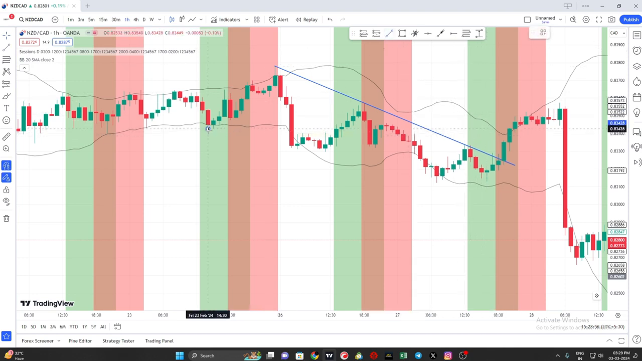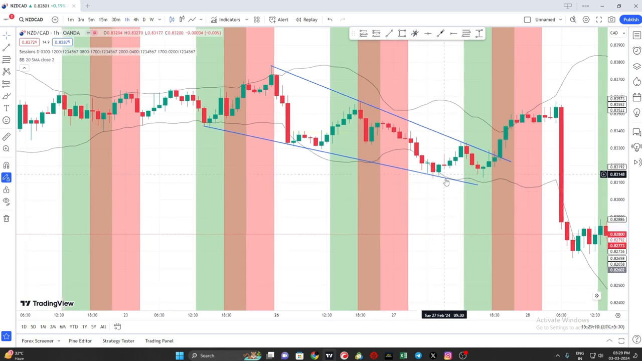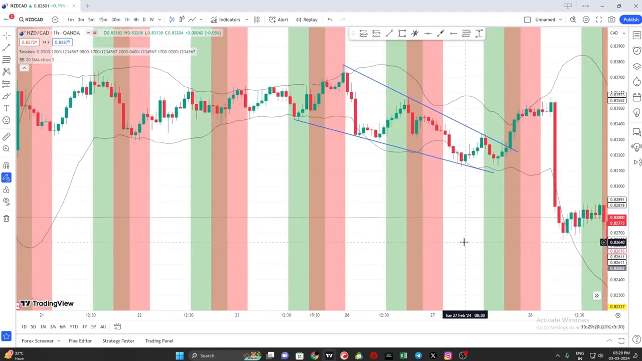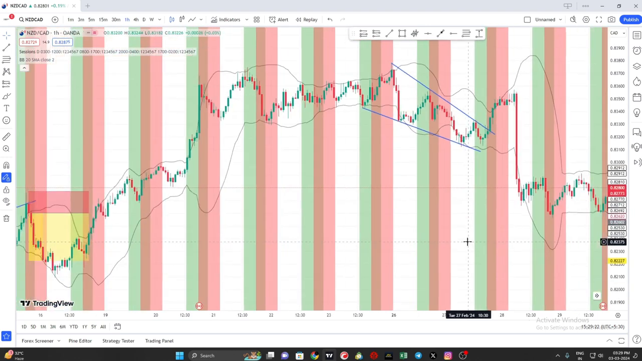So let's just draw another example. Now you can see very clearly that we got a trade here. This is a green candle touching the lower Bollinger Band, and it also took support from this trend line, but still we can't take the trade. Why? Because this is not the London session. We will trade only the London session. This is the Asian session, so we can't take a trade.